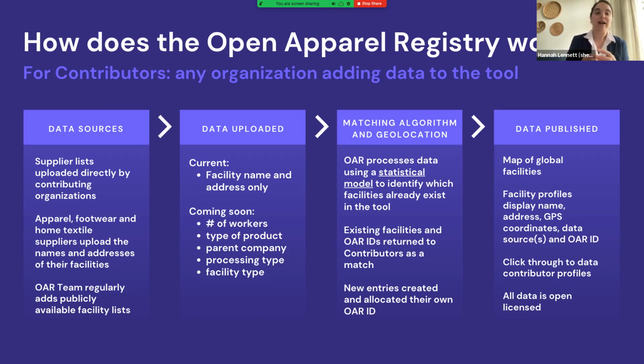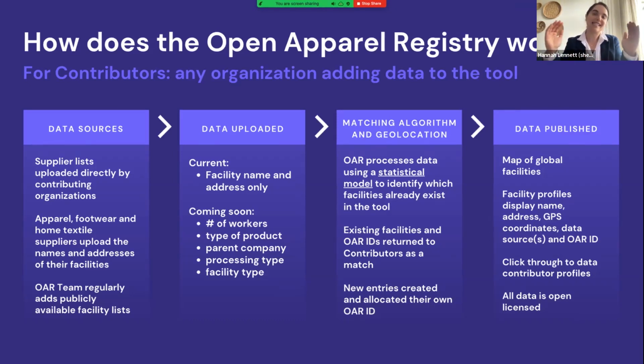And you may have come across contributions in the Open Apparel Registry that have public lists listed next to the name of the contribution. And what that means is that the OAR team has found and accessed a publicly available supplier list and added it to the Open Apparel Registry. When we do that, we do reach out to the owner of that data and let them know that we have uploaded it to the registry and that they're welcome to take over management of it.